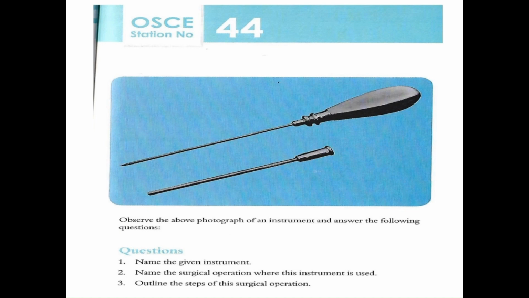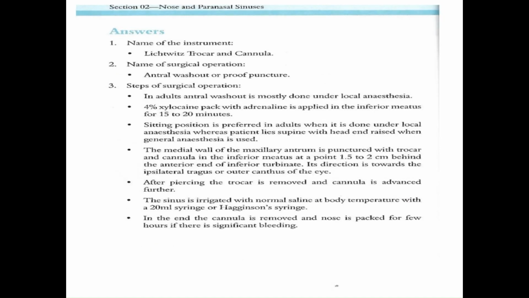Observe the above photograph of an instrument and answer the questions. Name the given instrument and its use. Lichtwitz trocar and cannula. Used for antral washout and proof puncture.